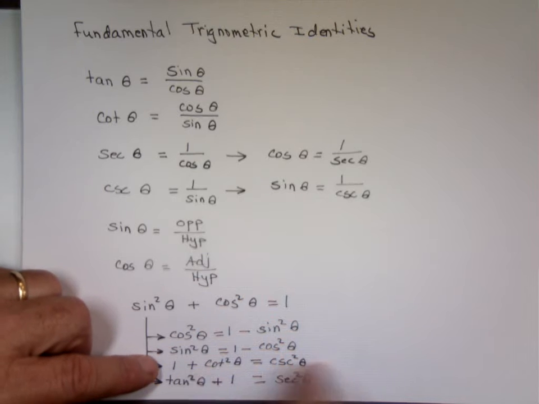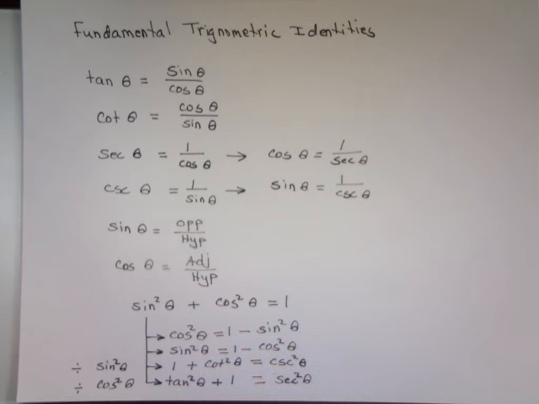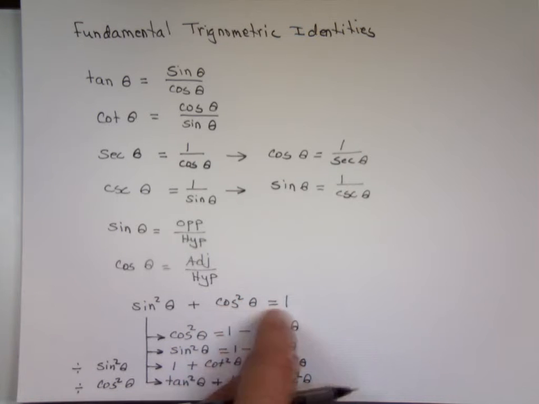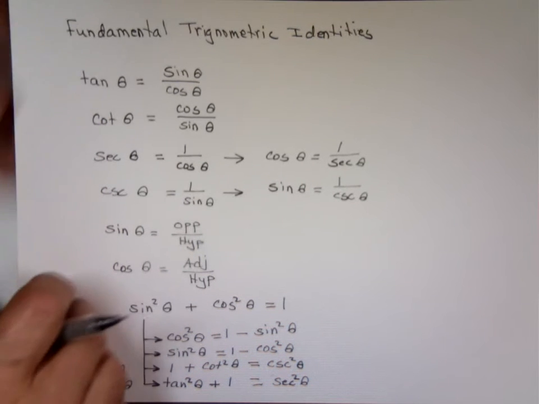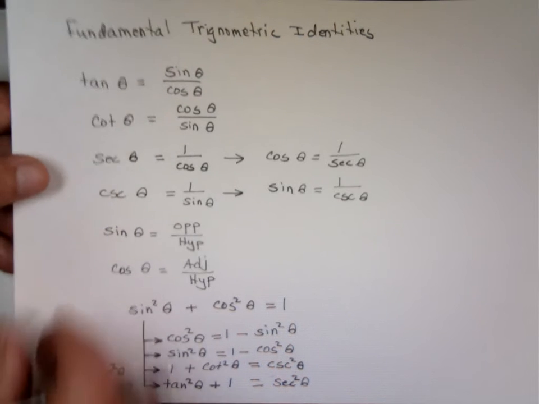And again, I can move things around here with the algebra. Move the 1 there, make it cotangent squared equals cosecant squared minus 1. Just algebra. But they're all really coming from that identity, cosine squared plus sine squared is 1. That's where they're coming from. Now, why do we need to know that? Because you're going to be asked to simplify trig identities or trig expressions.